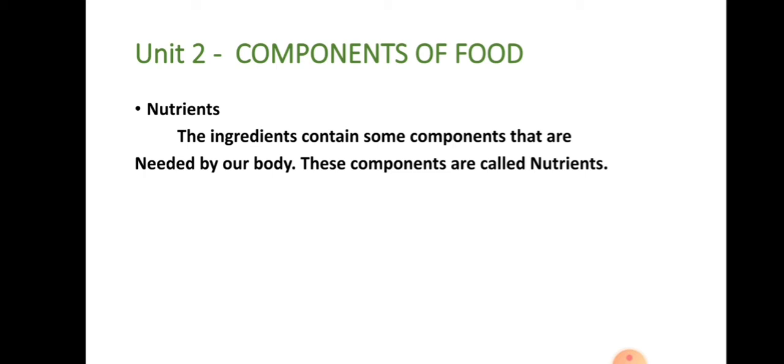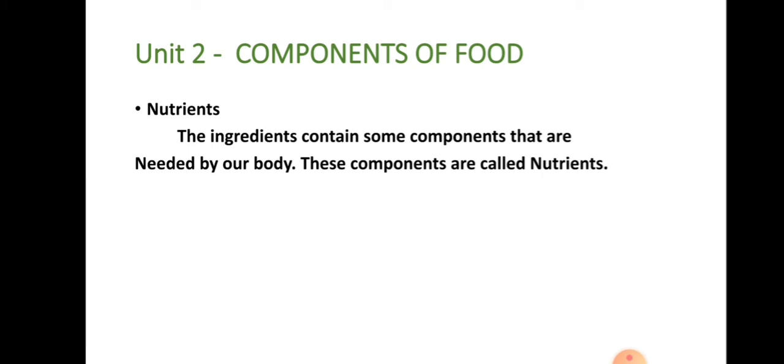So next one is, what do different food items contain. We are eating different food items. What do they contain? We know that each dish is usually made up of one or more ingredients. They are got from the plants or animals. So next, these ingredients contain some components that are needed by our body.